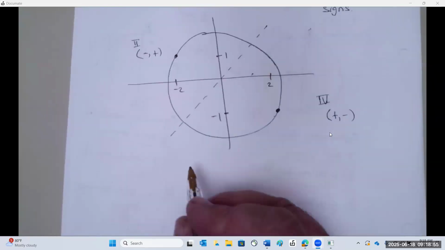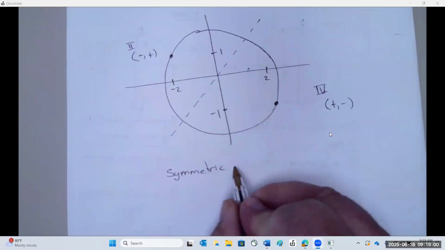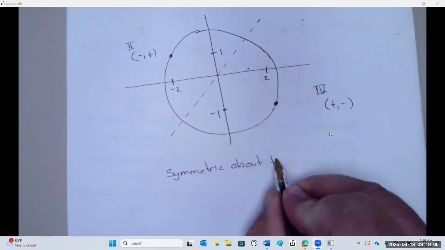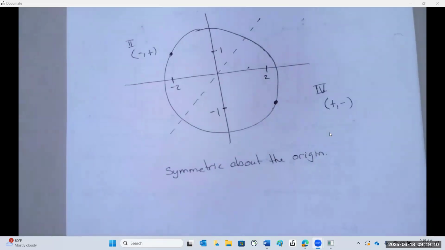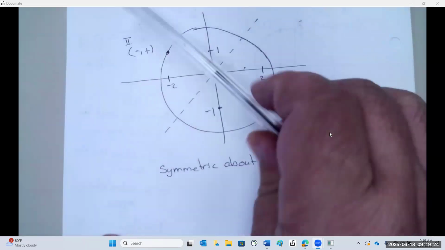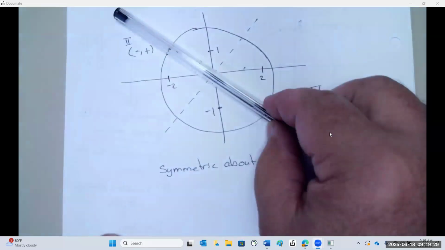And we say this one is symmetric about the origin. What that means, it flips across the 0, 0, the middle. So if you notice, it flips across. It has to go through that point. So if I'm going from this point to that point, I have to skip over that, gets to the other side.